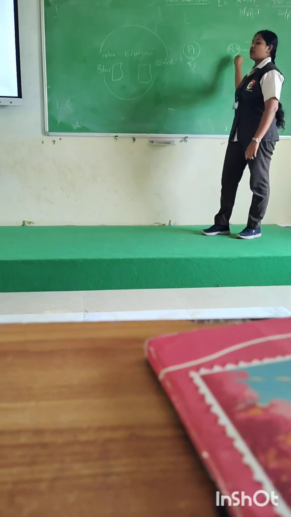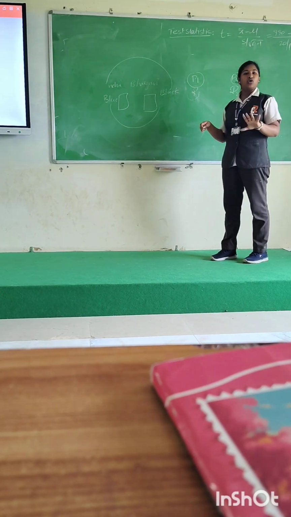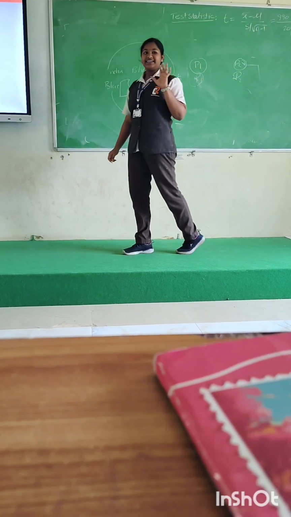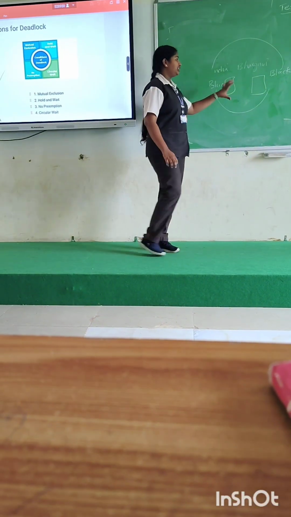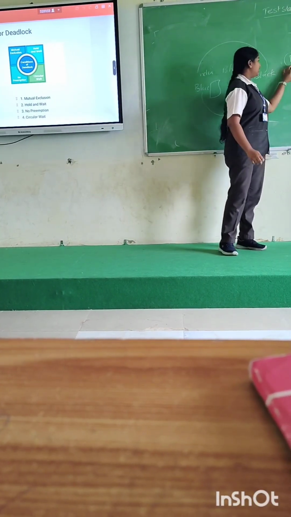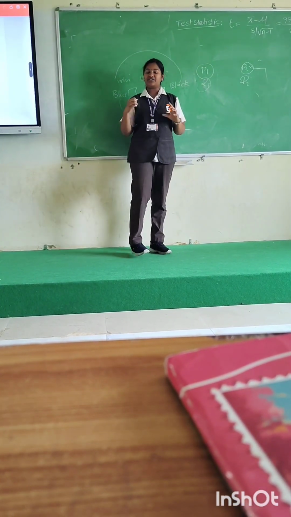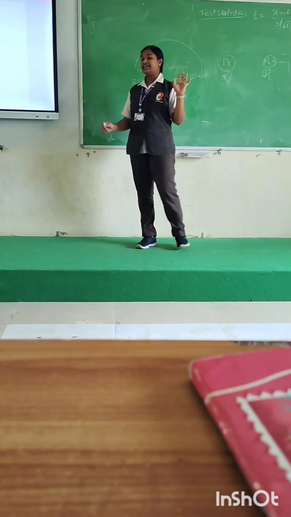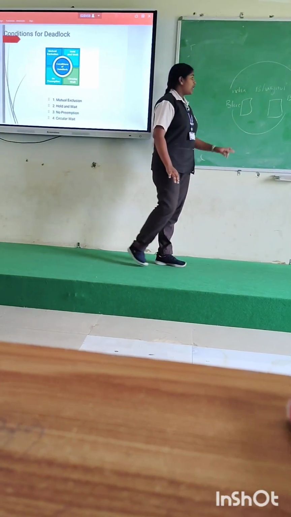Method 2: remove hold and wait so that deadlock can be prevented. A process should request all resources at once. Example, P1 requests R1 and R2 together. Method 3: remove no preemption. Force the process to release the resource. Example, the OS takes the resource and gives it to another process.